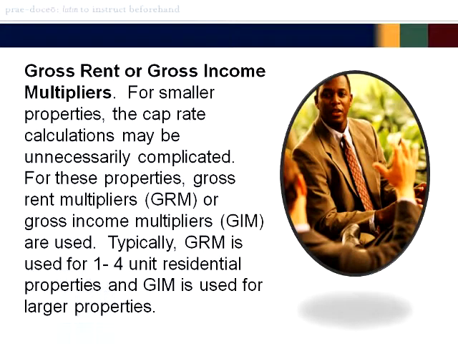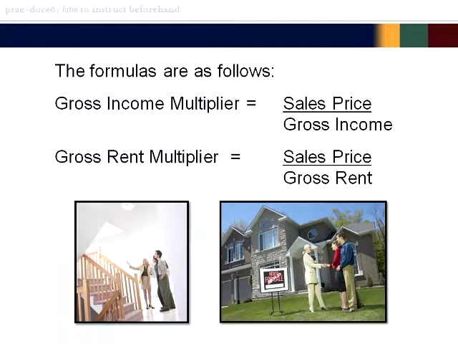Gross rent or gross income multipliers. For smaller properties, the cap rate calculations may be unnecessarily complicated. For these properties, gross rent multipliers, GRM, or gross income multipliers, GIM, are used. Typically, gross rent multiplier is used for a 1 to 4 unit residential property, and gross income multiplier is used for larger properties. The formulas are as follows.